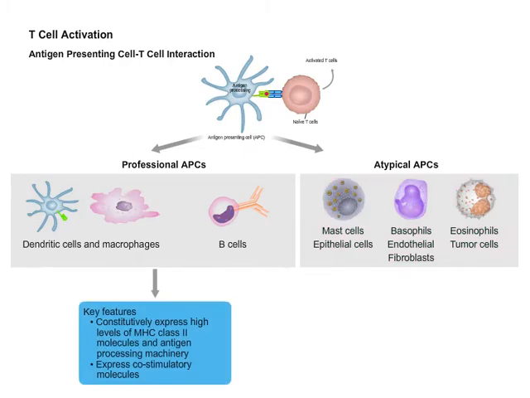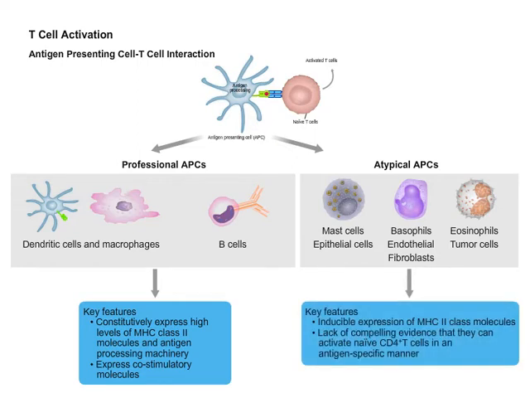Professional APCs are highly efficient at taking up and processing antigen. They also express high levels of MHC class II molecules and co-stimulatory molecules, which are required for optimal T helper cell activation. Atypical or non-professional antigen-presenting cells typically lack constitutive MHC class II expression and are less able to induce the activation of naive T helper cells.